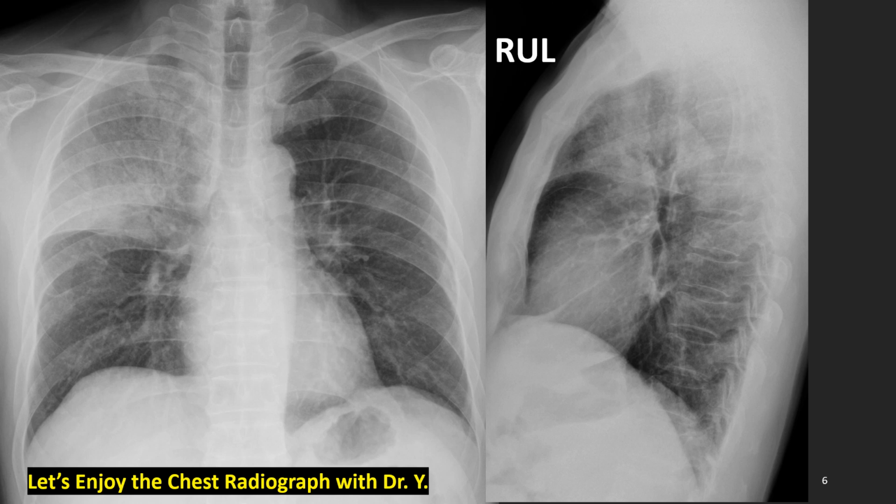What about this right lateral film? Does it match with your imagination? Yes, right upper lobe lobar pneumonia. We see the minor fissure accentuated and airspace consolidation above that. That is right upper lobar pneumonia.